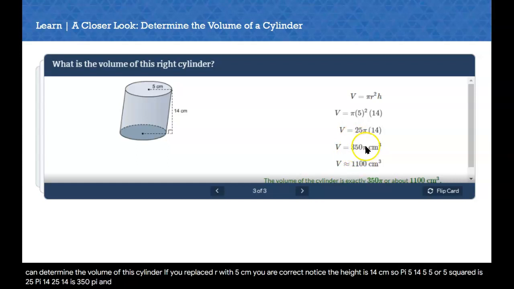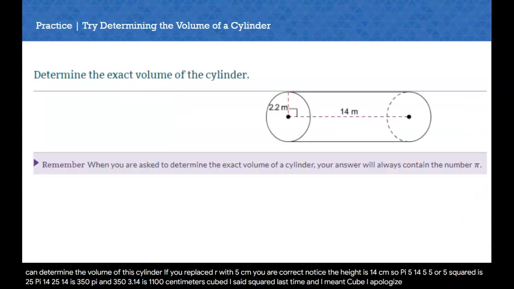And 350 times 3.14 is 1,100 centimeters cubed. I said squared last time and I meant cubed. I apologize. Let's determine the volume of this cylinder.